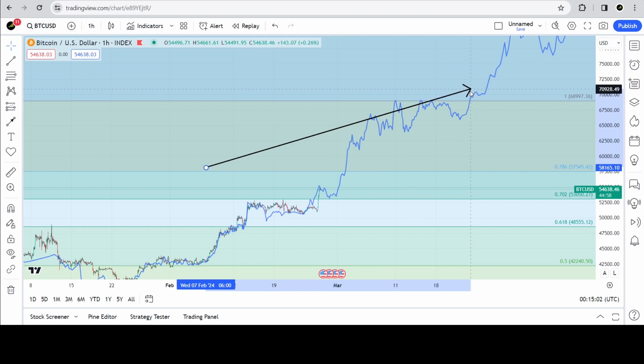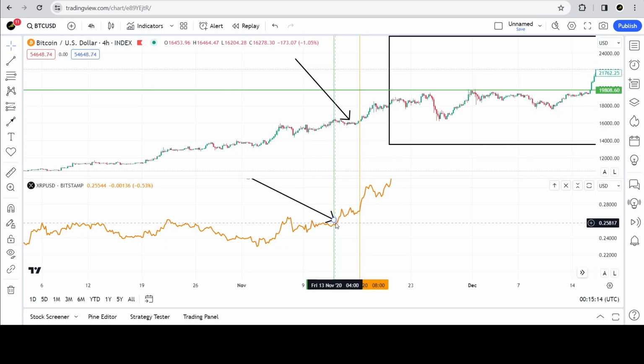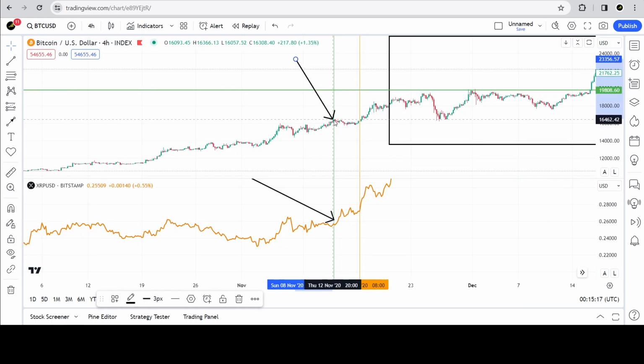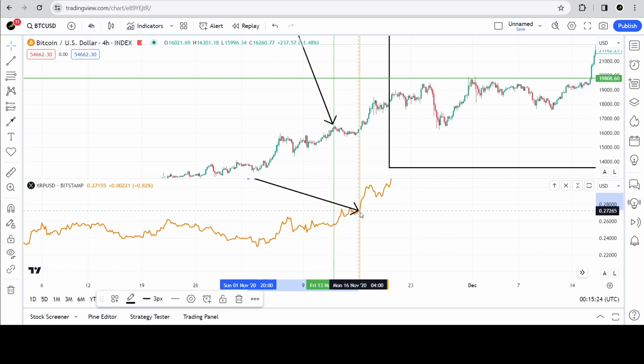This time is not different, but this is not a Bitcoin video. This is an XRP video. So this green line is where Bitcoin currently is at right now, or at least somewhere near there. This orange line is where XRP is currently at.